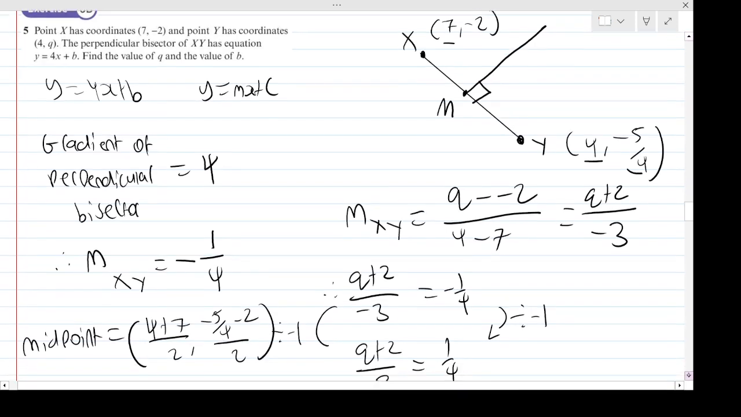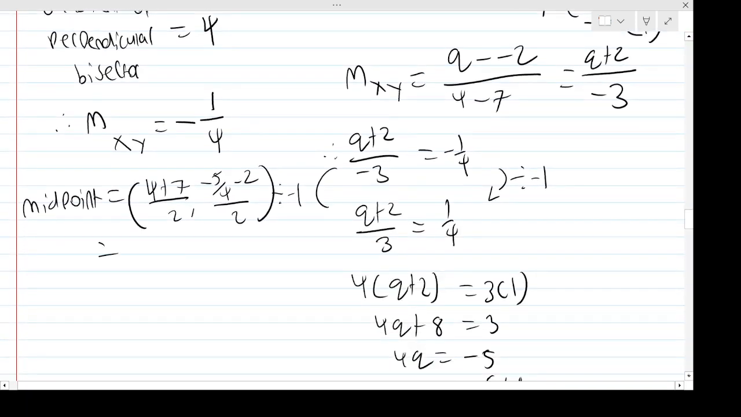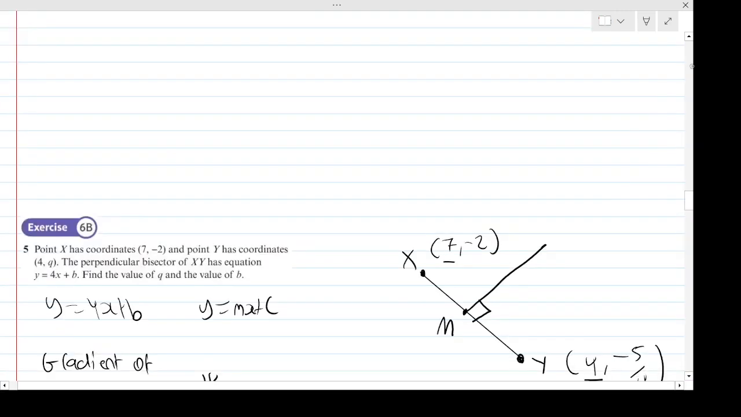Okay, and then we can work that out and simplify it. So then we get 4 plus 7 over 2 is 11 over 2. And then minus 5 over 4, and it is probably a lot better to do that on a calculator. Minus 5 over 4 minus 2, all over 2, gets me minus 13 over 8. Okay, so that's my midpoint. Now I know this point, M, has to lie on this perpendicular bisector. So now I can substitute it into here.